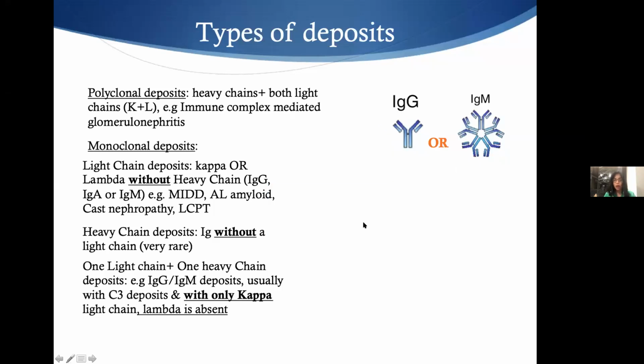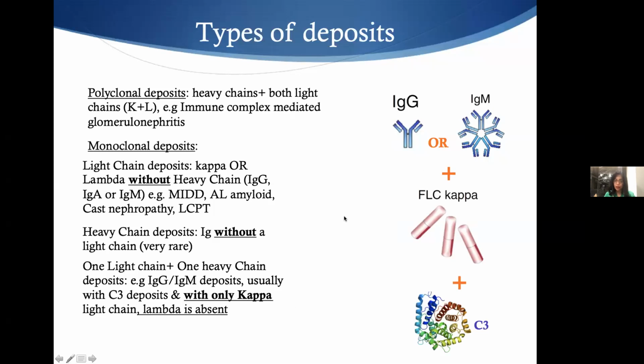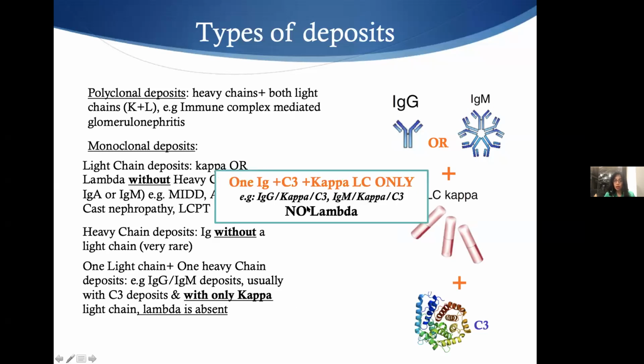The third scenario is that I'll get one of the immunoglobulins, usually IgG or IgM, plus only kappa, a single light chain, which is kappa. It's not lambda, plus C3. What am I missing? I don't have a lambda chain. So this is also monoclonality. For example, we have IgG, kappa, and C3, or IgM, like in proliferative glomerulonephritis, or IgM, kappa, and C3, like in cryoglobulinemia, for example, and no lambda deposits. So again, this is monoclonal.